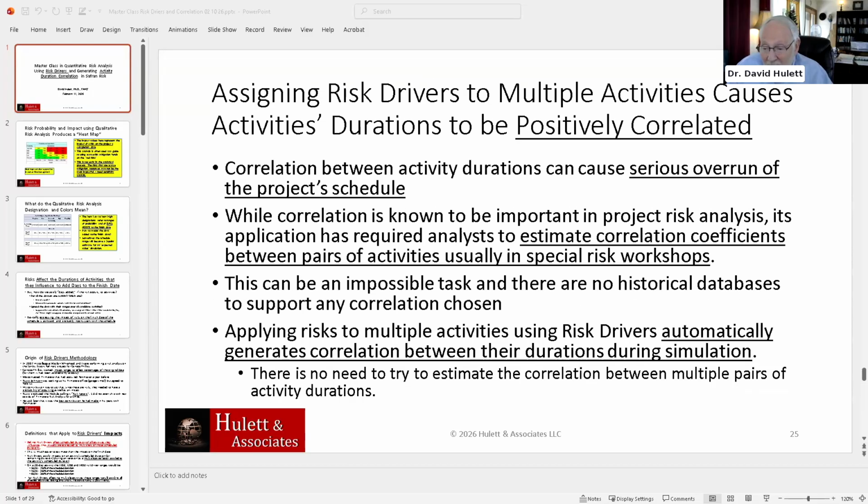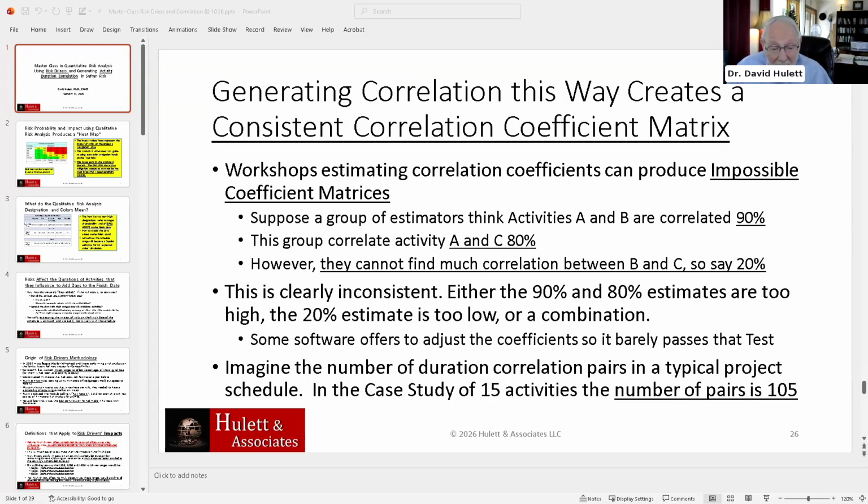And I think I said on a previous slide here, in my case study of 15 activities, the number of pairs that would have to be looked at for correlation is 105. Now you want to sit in there with a real schedule, and all of a sudden it's impossible to figure out what the correlations are pairwise between the activities. 1 with 2, 1 with 3, 1 with 4, 1 with 5, 2 with 3, 2 with 4, 2 with 5, etc. And so some people say, well, I know that correlation is important, and I don't have a clue as to what the correlation coefficients are supposed to be. So I'll put 60% in.